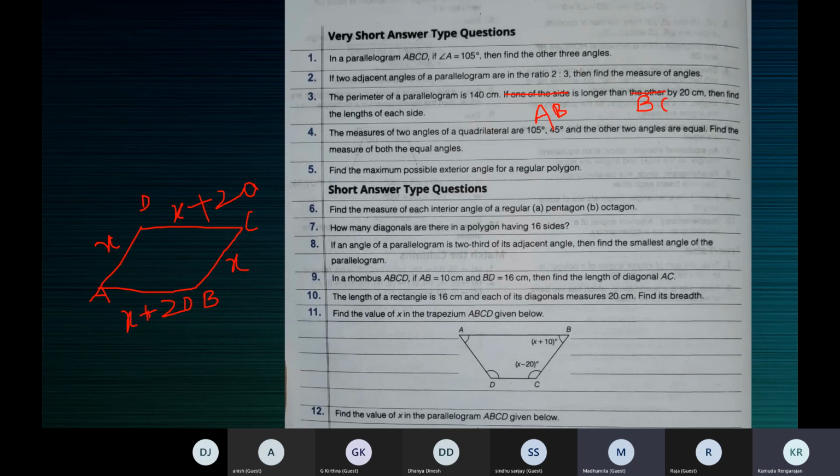Answer the fifth one, children. Find the maximum possible exterior angle. 120 degrees, ma'am. Maximum possible exterior angle is 120 degrees. And which one has this? Triangle, ma'am. Yeah, equilateral triangle.